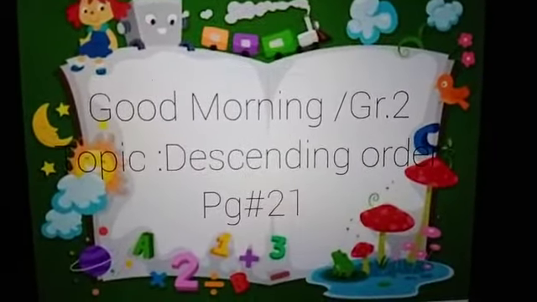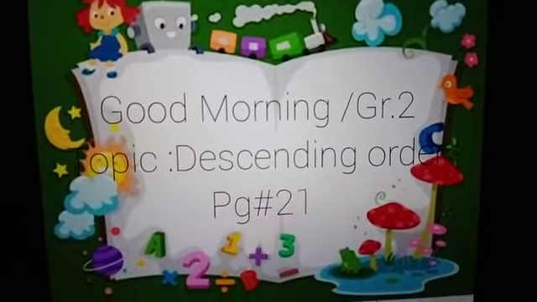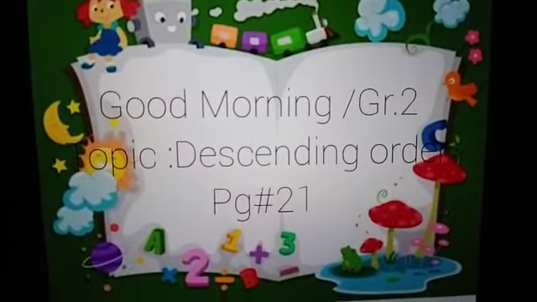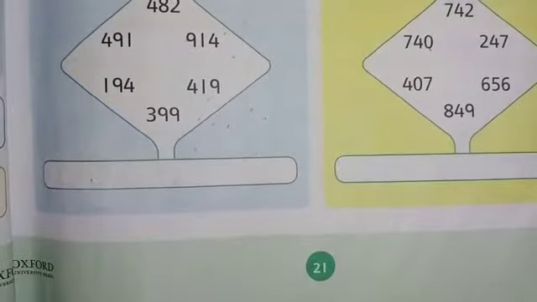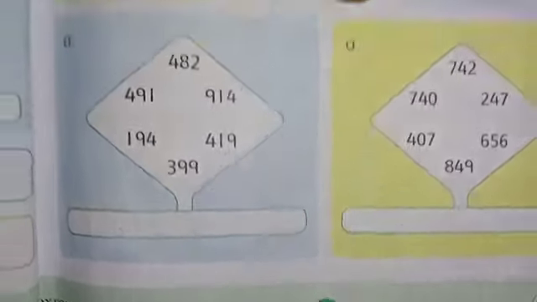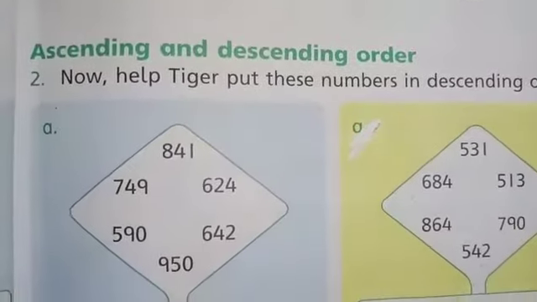Today our topic is descending order. It's page number 21 of Countdown. So open your Countdown books. Students, open page number 21. Our topic is descending order.